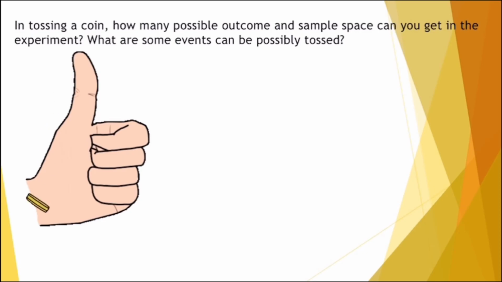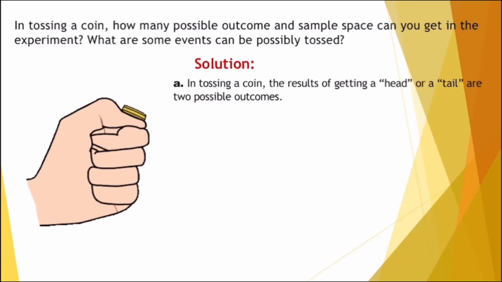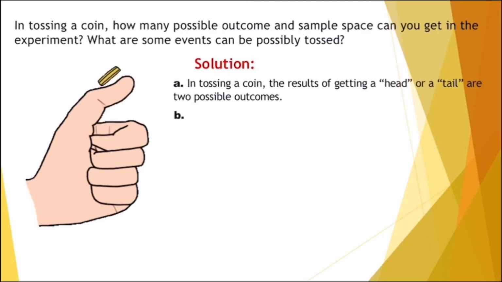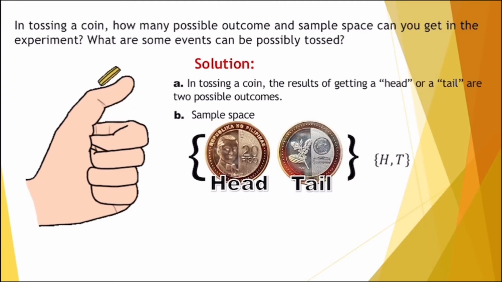For our third experiment, in tossing a coin, how many possible outcomes and sample spaces can you get in the experiment? What are some events that can possibly be tossed? For our solution, in tossing a coin, the results of getting a head or a tail are 2 possible outcomes. Hence, the sample space of the experiment is the set head or tail, or H or T.